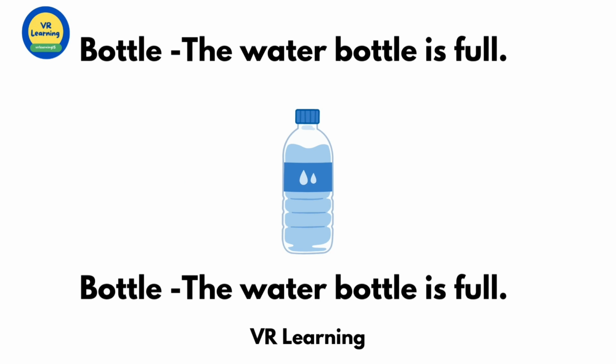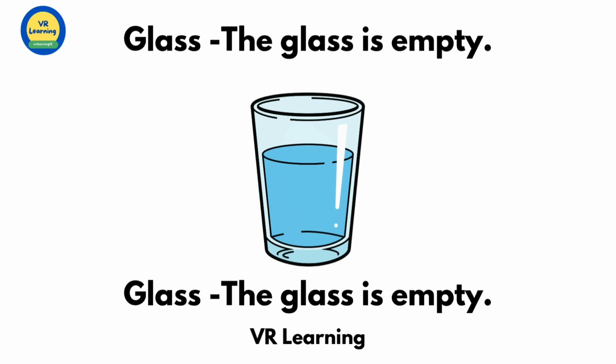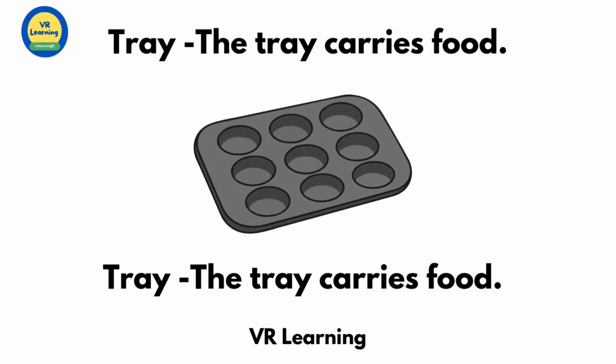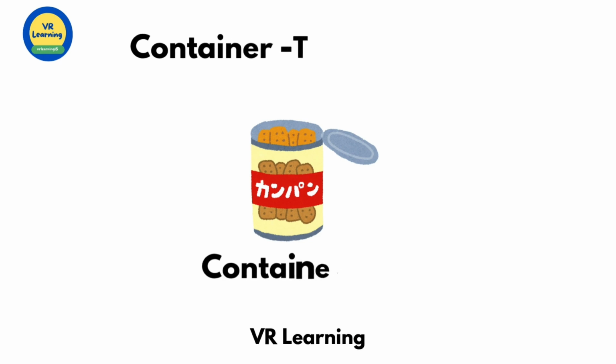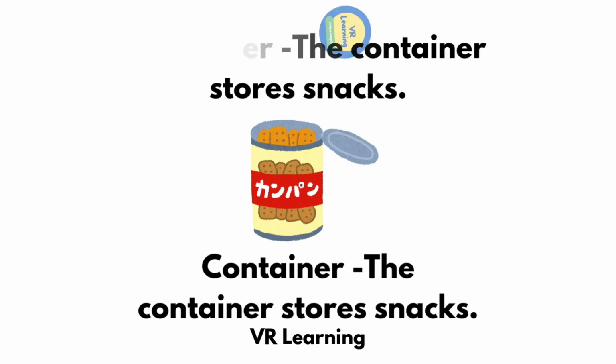Bottle. The water bottle is full. Glass. The glass is empty. Tray. The tray carries food. Container. The container stores snacks.